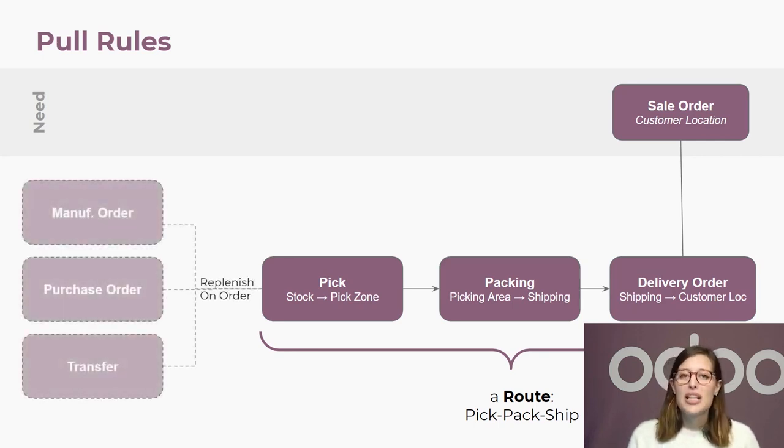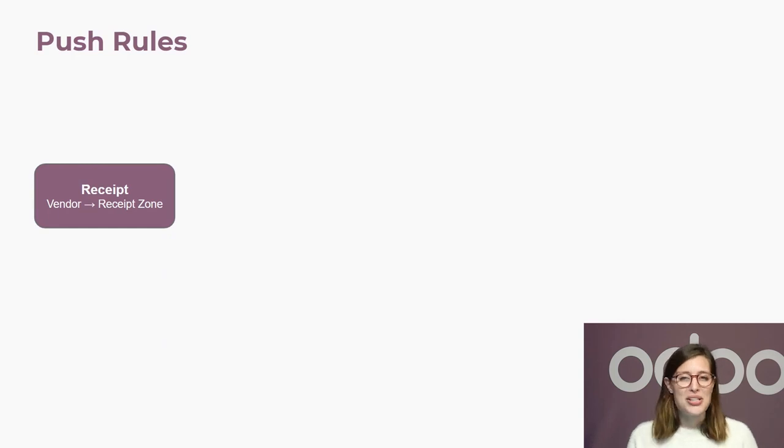That's what the route replenish on order does. In such a case, Odoo generates a purchase or manufacturing order to fulfill the need in the storage location, depending on the route that's checked on the product form. Push rules are much easier to understand. Instead of pre-generating documents in advance based on needs, they are triggered live when products arrive in a specific location.